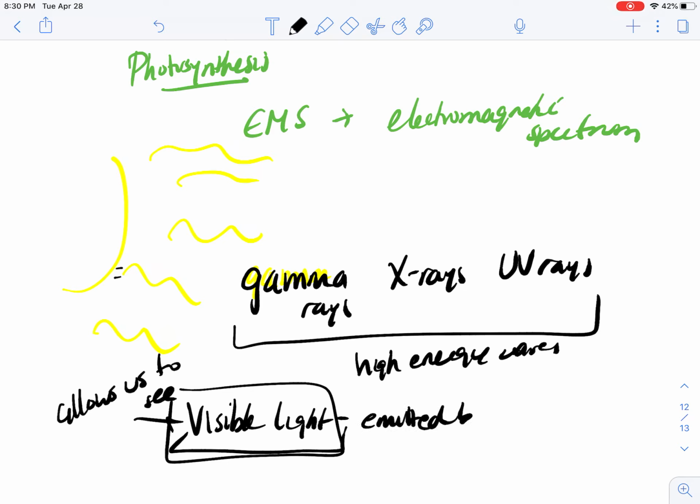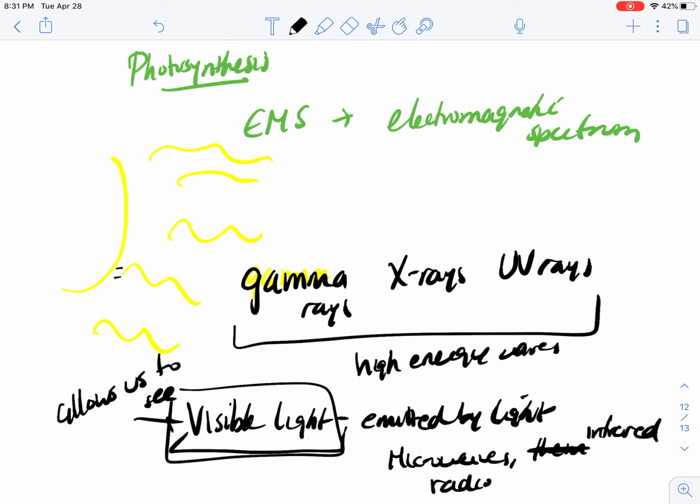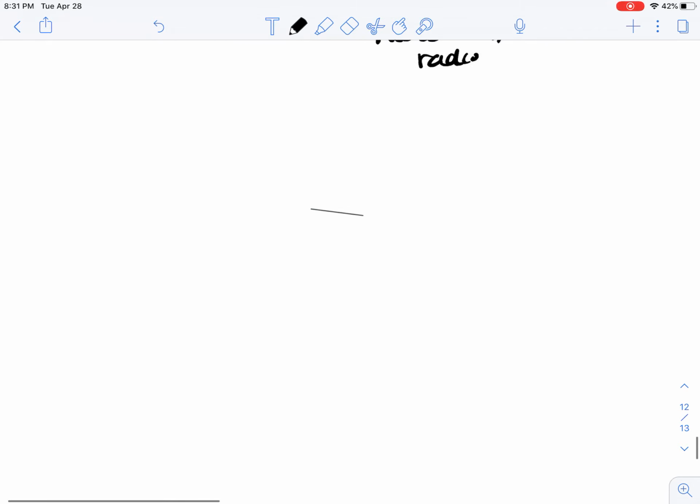It's emitted by the sun. Other things that are emitted by the sun are microwaves and thermal energy waves, which are called infrared waves. And we also have radio waves. But for the purpose of this lesson, we are mostly concerned with visible light.